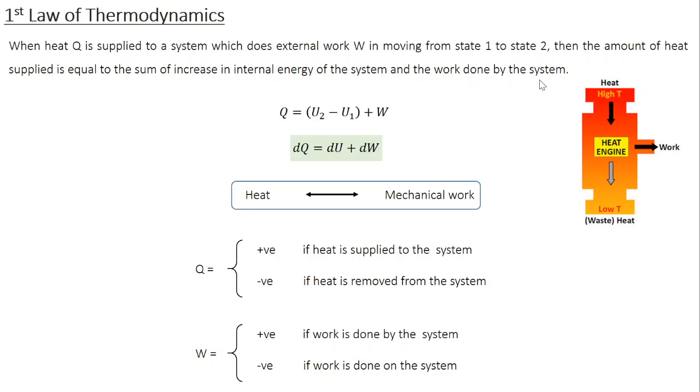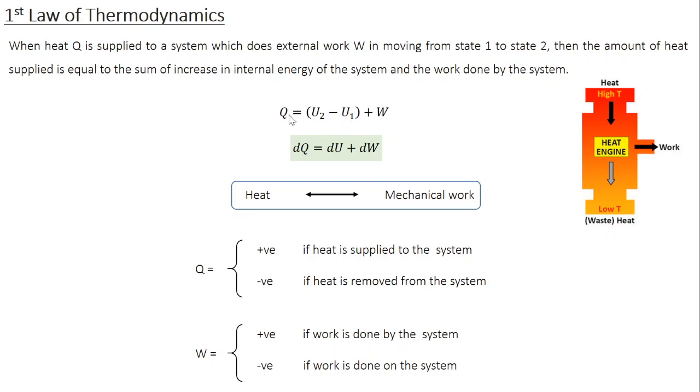So imagine that you have a system in state 1 characterized by internal energy U1. You are supplying heat Q to the system so that its internal energy increases to U2. Then during the process, the work done by the system is W. So you can write Q equal to the increase in internal energy U2 minus U1 plus W.